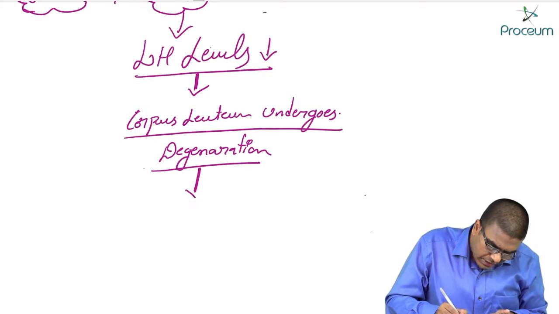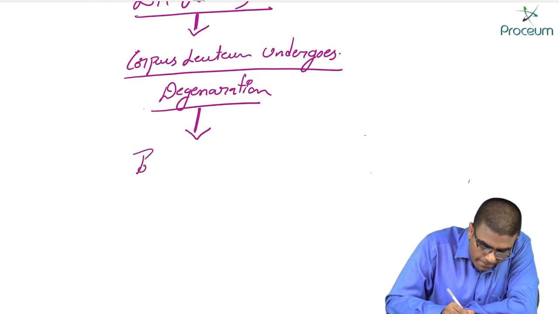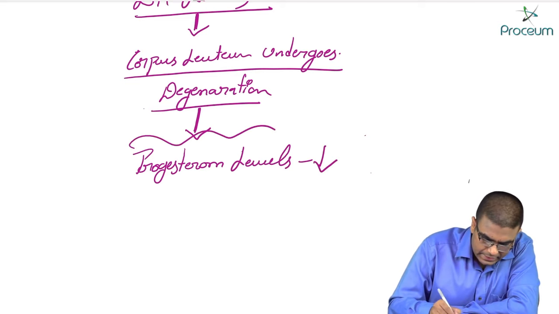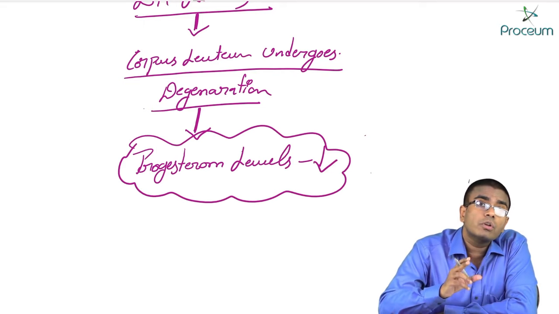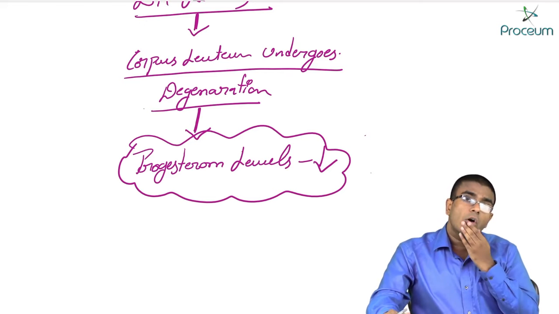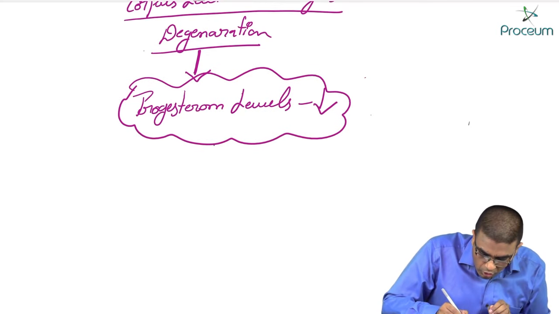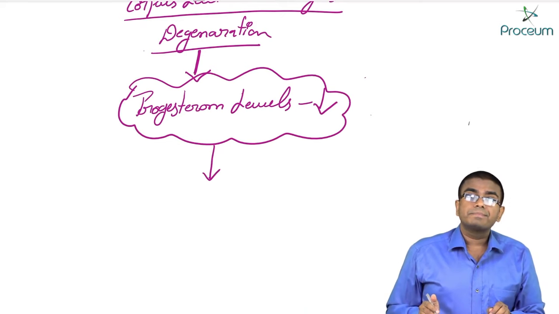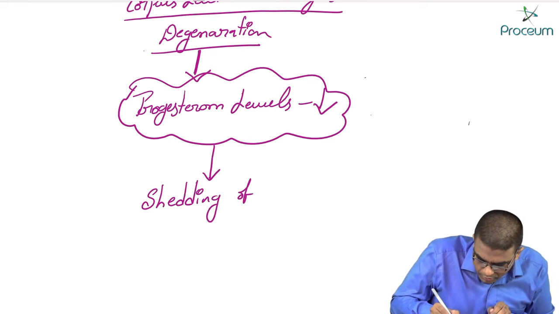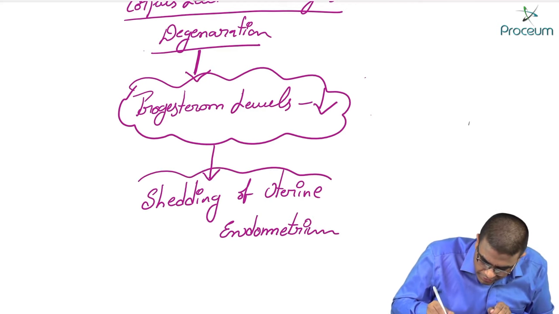If the corpus luteum undergoes degeneration, what exactly happens? If there is no corpus luteum, there is no progesterone, so progesterone levels decrease. I have already said progesterone is the one which brings the secretory changes in the uterine endometrium. If there is no progesterone, the secretory endometrium cannot survive. So, because of this low amount of progesterone, there is shedding of the uterine endometrium.